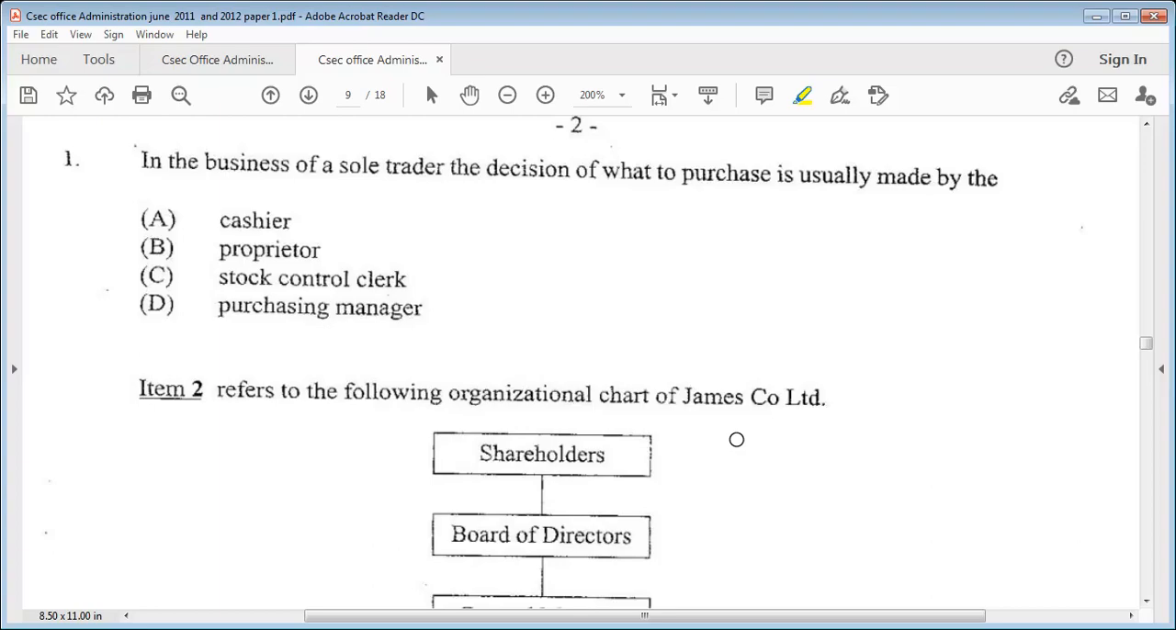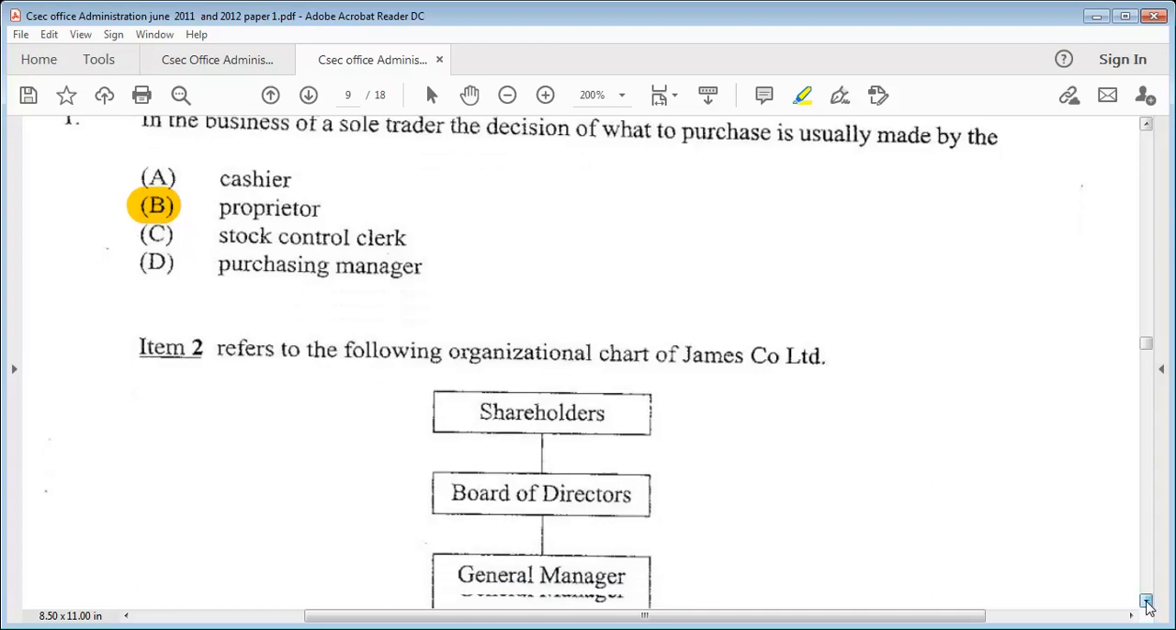The first question says, in the business of a sole trader, the decision of what to purchase is usually made by the A. Cashier, B. Proprietor, C. Stock control clerk, or D. Purchasing manager. Now, this is another question that is repeated. The answer is B. Proprietor. Let's go on to question number 2.